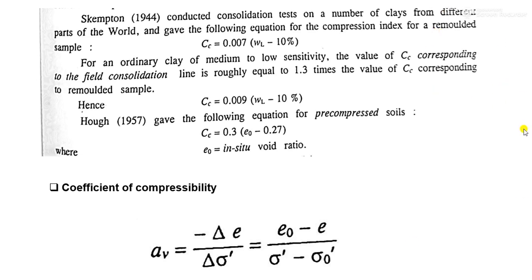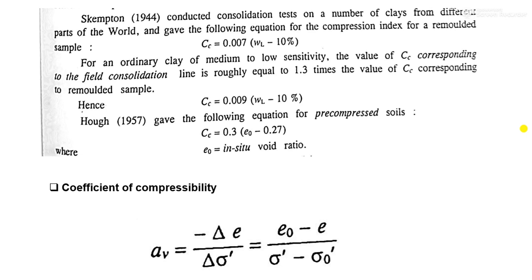For these Cc equations, a number of researchers and inventors have given their formulas. These are all empirical or logical formulas which we can use during our numerical calculations, on the basis of various conditions and situations. So as per Skempton, Cc equals 0.007 (WL minus 10%), where WL is the liquid limit. If we have the liquid limit value, we can easily find the Cc value of our soil.